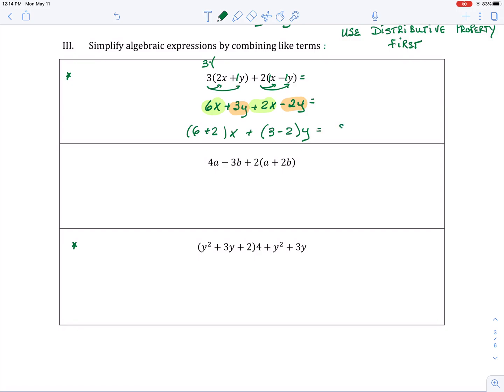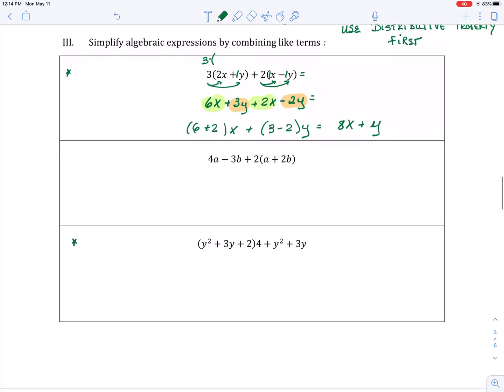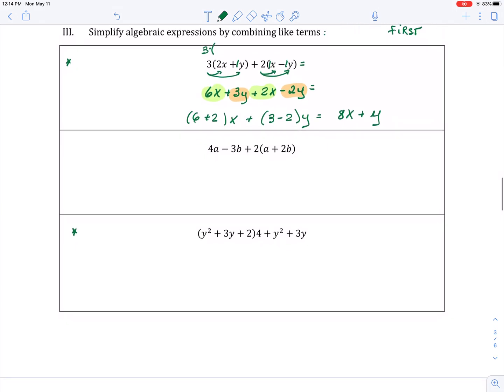So it looks like I'm going to end up with 8x plus, again, 1y, and I'm not going to write down the 1. I'm just going to leave it understood. And scrolling down, the third one down here, I see a multiplier of 4. Do you see this parentheses?